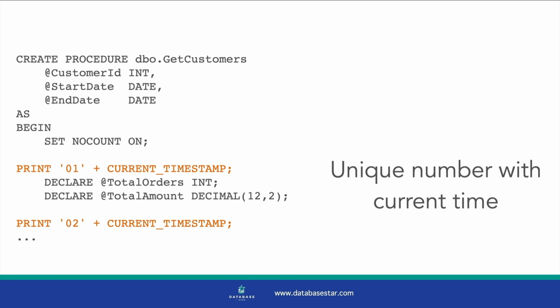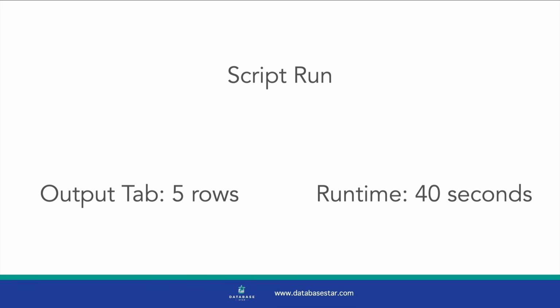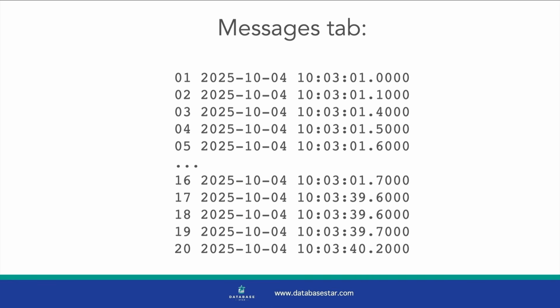I did this and put maybe 20 different print lines in the code. Then I ran the code. This script ran in about 40 seconds, according to the little status bar in SQL Server Management Studio. It showed the results that were supposed to be shown in the results panel, which were maybe 5 different records. Then I went to the Messages tab to see the output of the print statements. It looked like this. There were 20 different lines with dates and times.